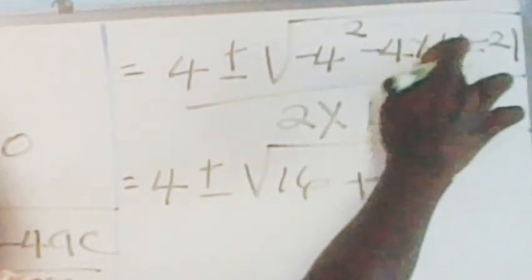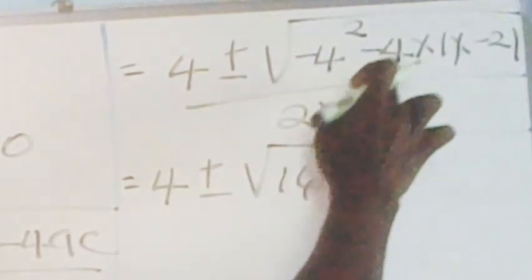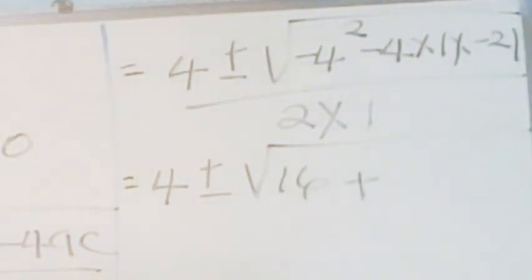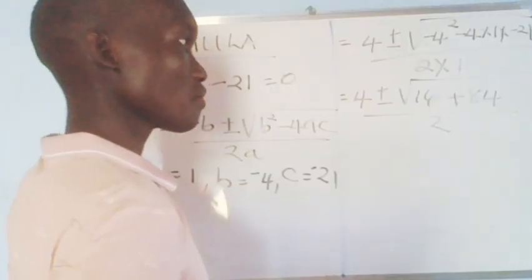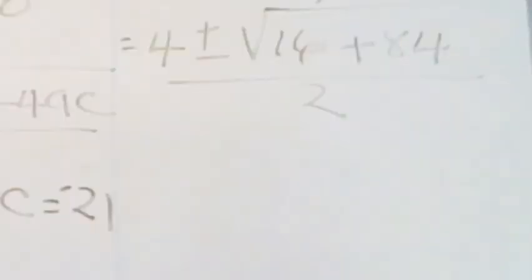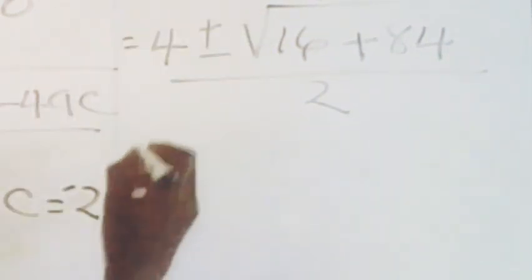So our final sign will be positive. Then 4 times 1, that will be 4. Then 4 times 21, that will be 84. The whole of this is under 2 times 1, which is equal to 2. Now it's becoming simpler. We go ahead and simplify further.